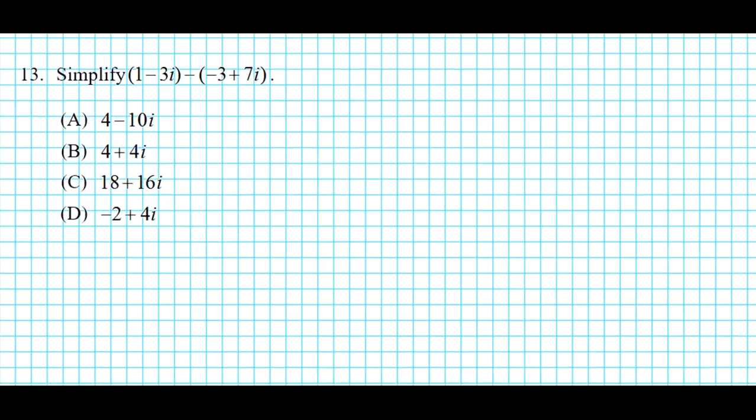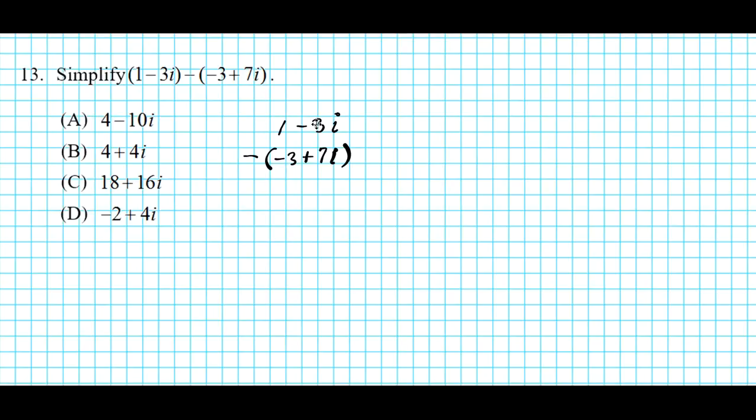Okay, let's move on to 13. We have to simplify the difference between these two complex numbers. So we have 1 minus 3i minus negative 3 plus 7i.